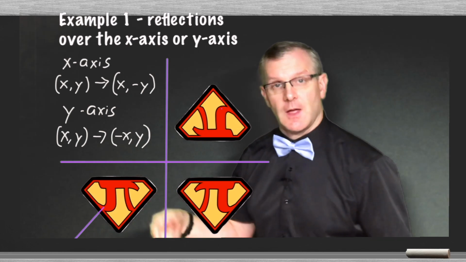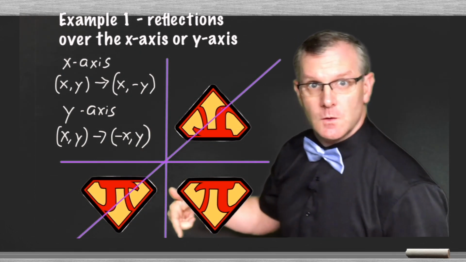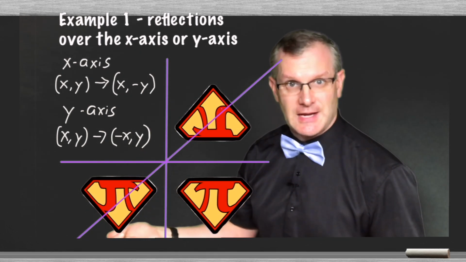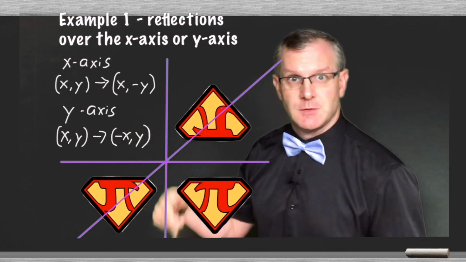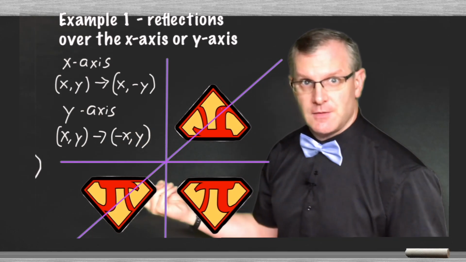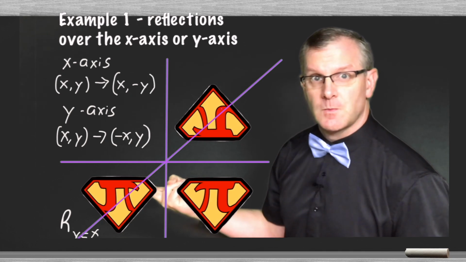The last one that we have a mapping for that works easily is when we're flipping over the line y = x. That's also called the line of inverse. Y = x is the line of inverse, and what happens is that it takes your x and y coordinates and flips them. So (x, y) maps to (y, x). The line of inverse flips them.